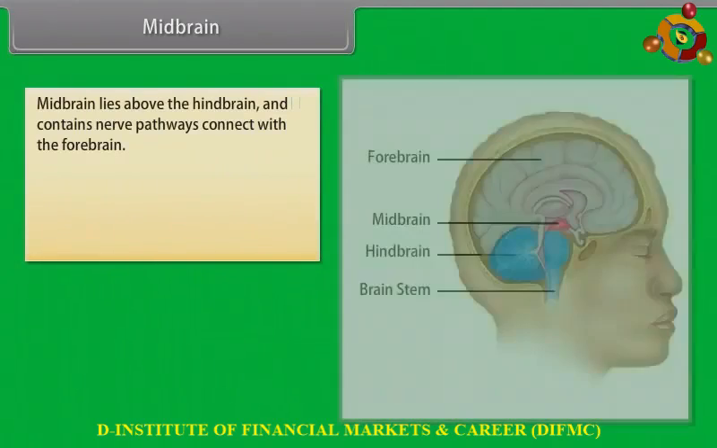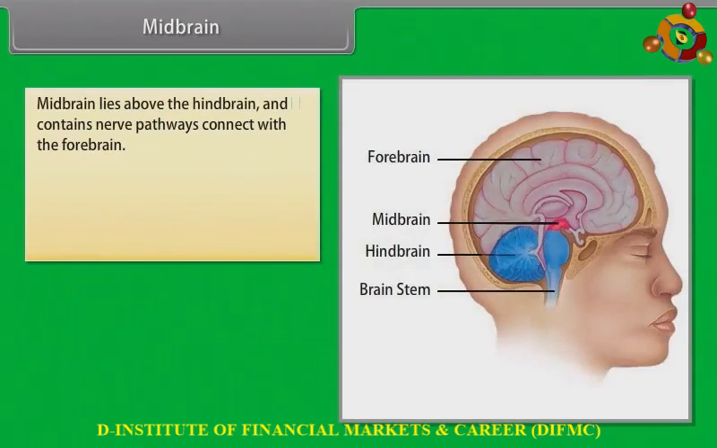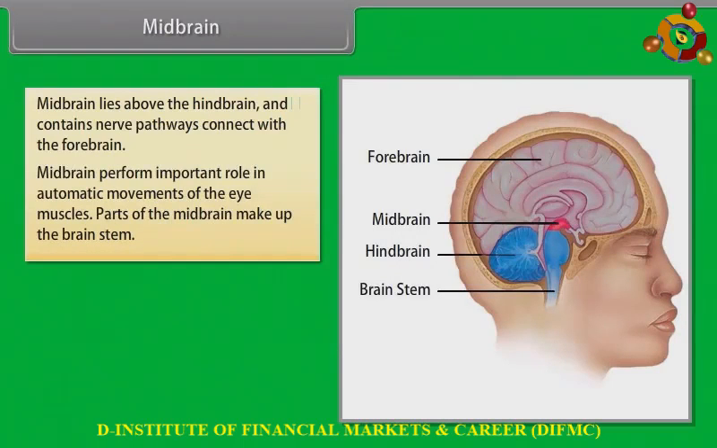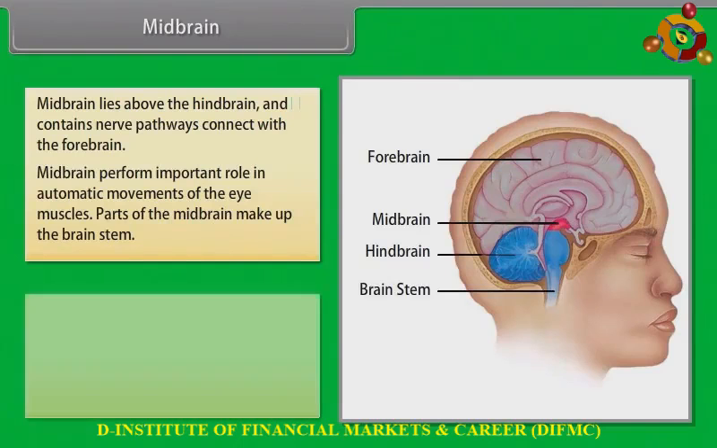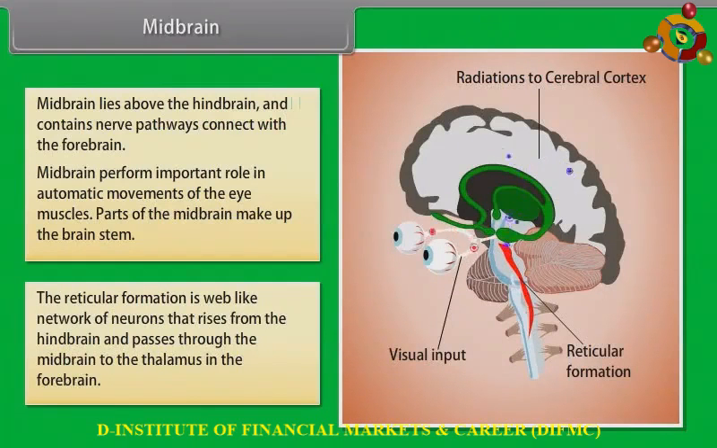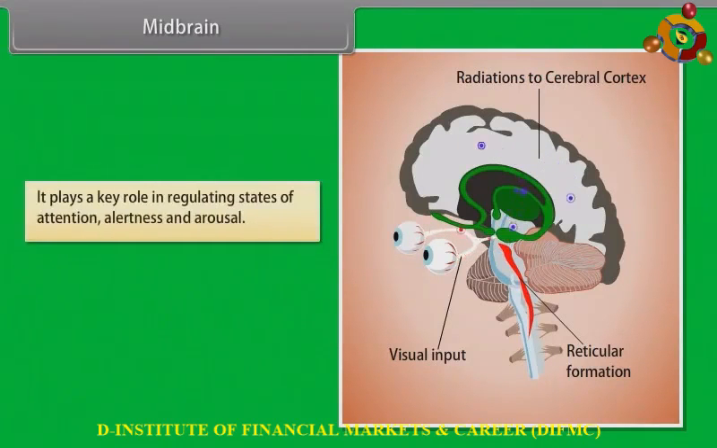Midbrain. The midbrain lies above the hindbrain and contains nerve pathways connected with the forebrain. The midbrain performs an important role in automatic movements of the eye muscles. Parts of the midbrain make up the brain stem. The reticular formation is a web-like network of neurons that rises from the hindbrain and passes through the midbrain to the thalamus in the forebrain. It plays a key role in regulating states of attention, alertness, and arousal.